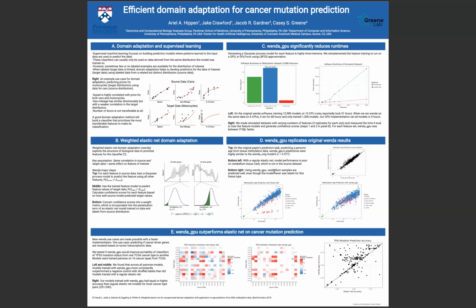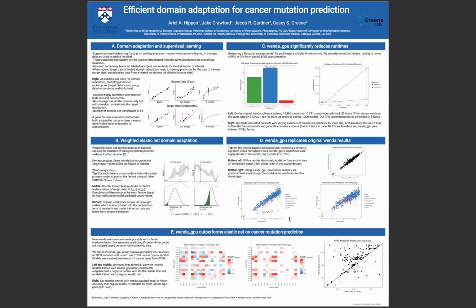Fast is good, but we also needed to make sure that our re-implementation was accurate. The prediction task in the original WENDA paper was predicting a person's age from tissue methylation data. On this data set, WENDA GPU's predictions were highly similar to the original WENDA models, with a correlation coefficient of around 0.97. We found that with a regular elastic net, model performance is poor on data that has not been seen in the source data set, here the cerebellum tissue. But using WENDA GPU, cerebellum samples are predicted much better, even though the model never saw labels for this tissue type when it was training.